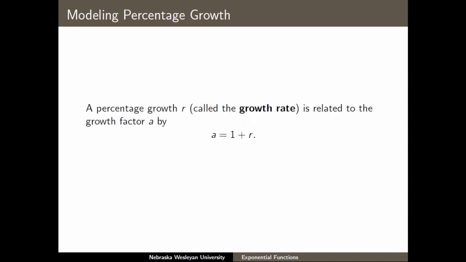In a problem with percentages, the percentage is usually called the growth rate, as opposed to the growth factor that's used in the exponential model. And the relationship between those two is what we just witnessed, that the growth factor is equal to 1 plus the growth rate. So for our example, we said the growth factor was 1.6, and we got that from 1 plus the growth rate of 0.6.